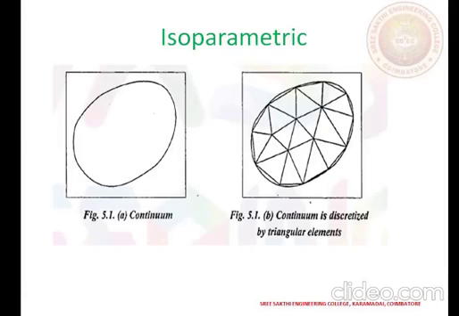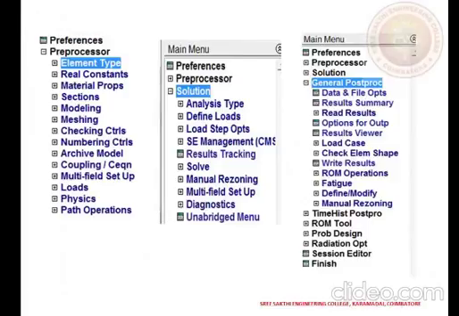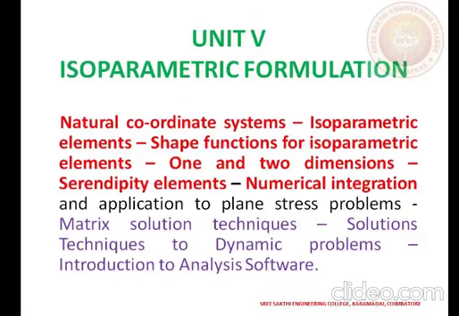So next we are going to discuss the 15th A question, that is isoparametric formulation, that is natural coordinate system, isoparametric element, shape functions for isoparametric elements, one and two dimensional elements, then numerical integration. Here the dynamic problems are a big area, so I will discuss them in a separate session. Tomorrow we are going to write the internal test, so only that parameter I am going to discuss here.